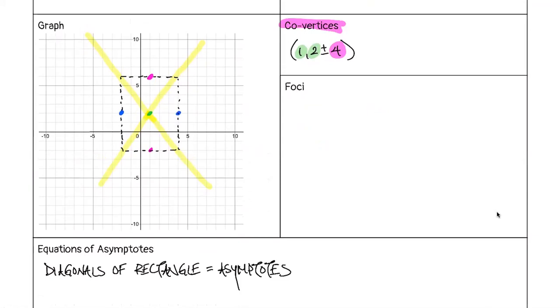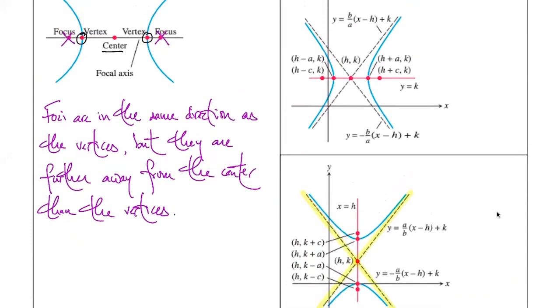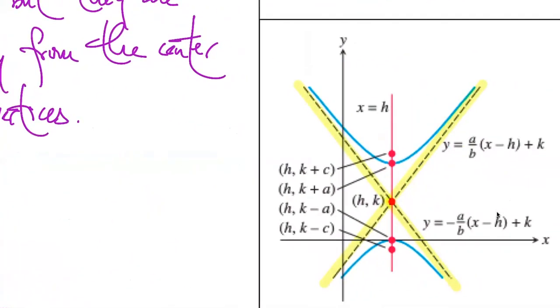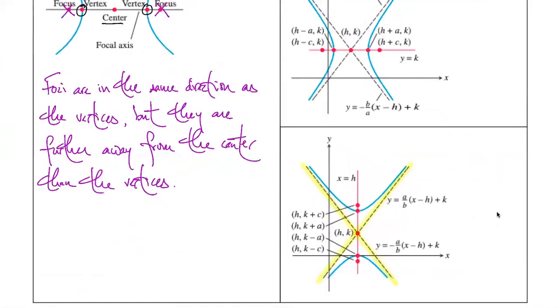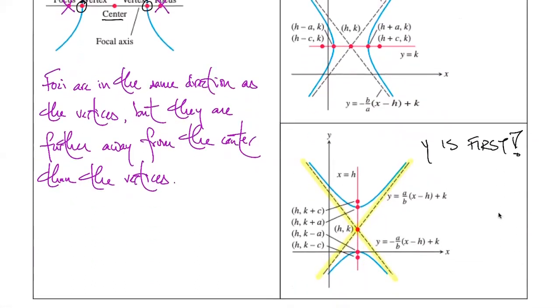Okay. Now, in order to finish the picture, we need to decide: do the hyperbolas look like this one, where they go side to side? Or do they look like this one, where they go up and down? Okay. Here's how you tell. Your hyperbolas will open side to side if x is first. If x is first, it opens in the x direction. But if y is first, then it will open in the y direction. Okay? So if x is first, it opens side to side. If y is first, it opens up and down.